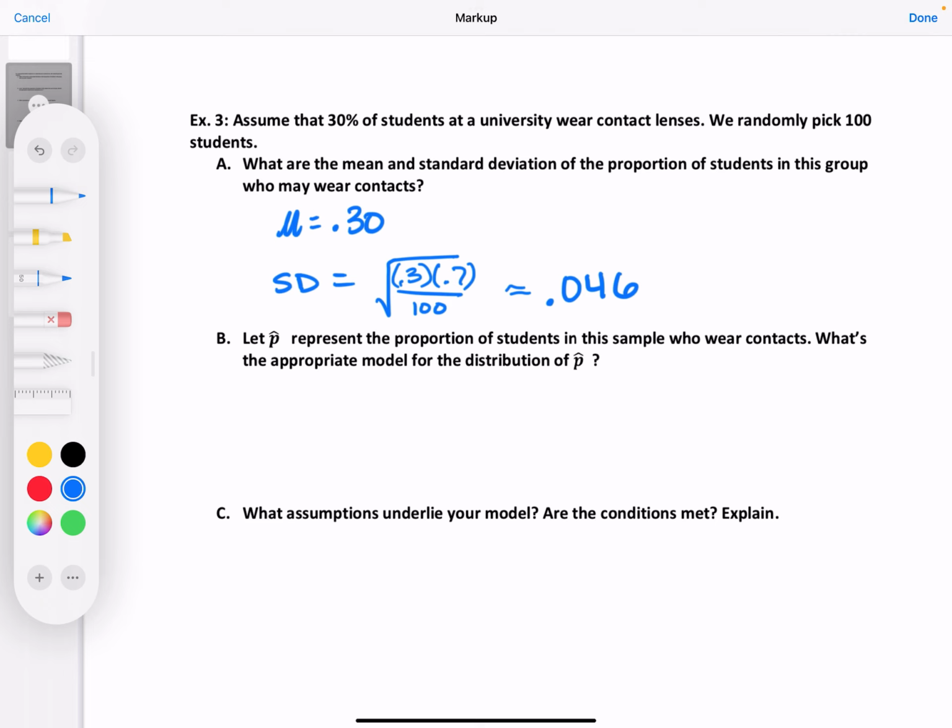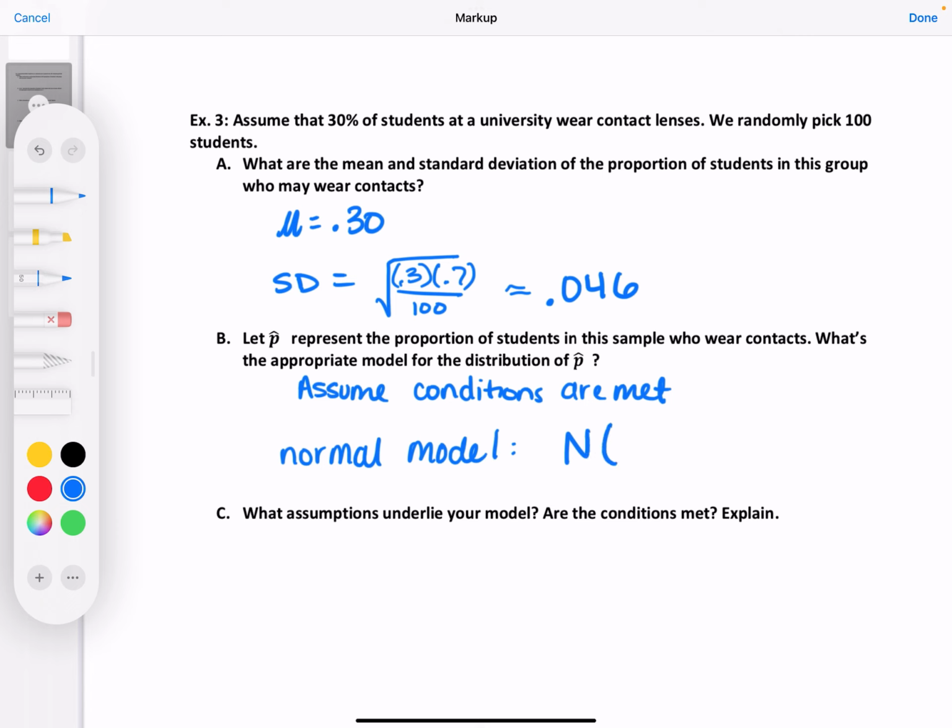All right, let p hat represent the proportion of students in this sample who wear contacts. What is the appropriate model for the distribution of p hat? A normal model, because we're assuming the 10% condition. In general, we're assuming that the conditions are met. So our normal model is N of mean 0.3 and standard deviation 0.046.